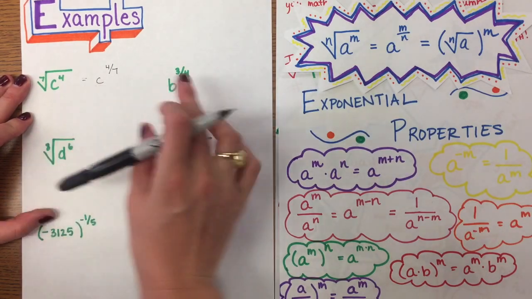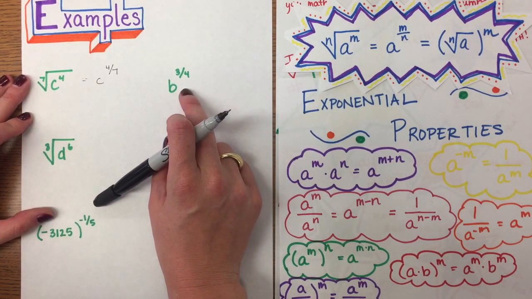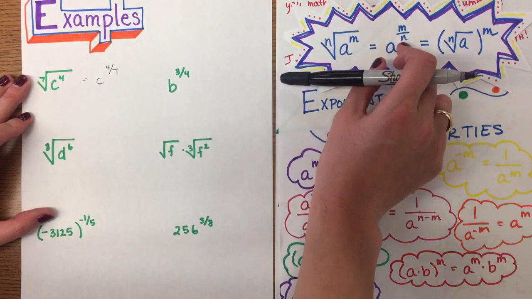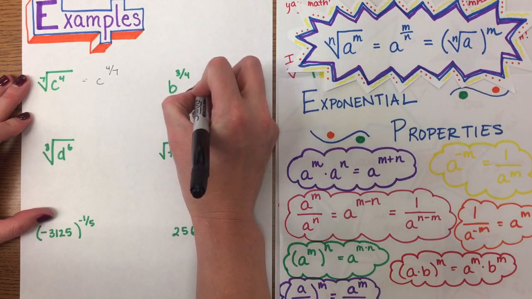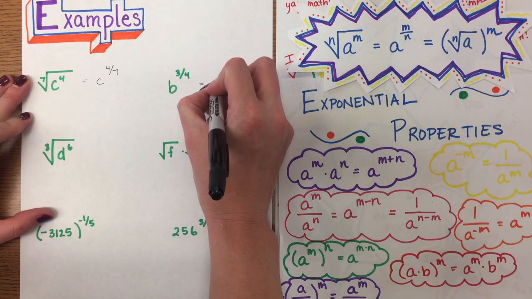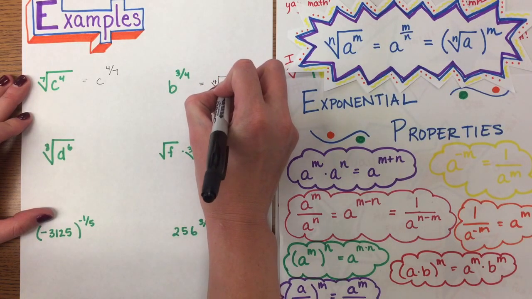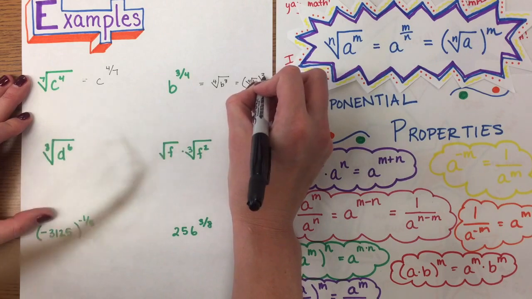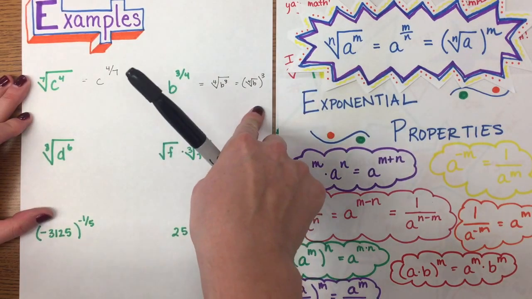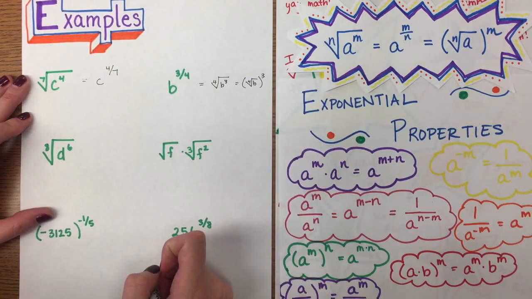Similarly, I could go from a rational exponent into a radical. I have my rational exponent. I can write it in either of these two ways. So b to the 3/4 could either become the 4th root of b cubed, or it could become the 4th root of b, the quantity cubed. Both of these are equivalent and acceptable answers.